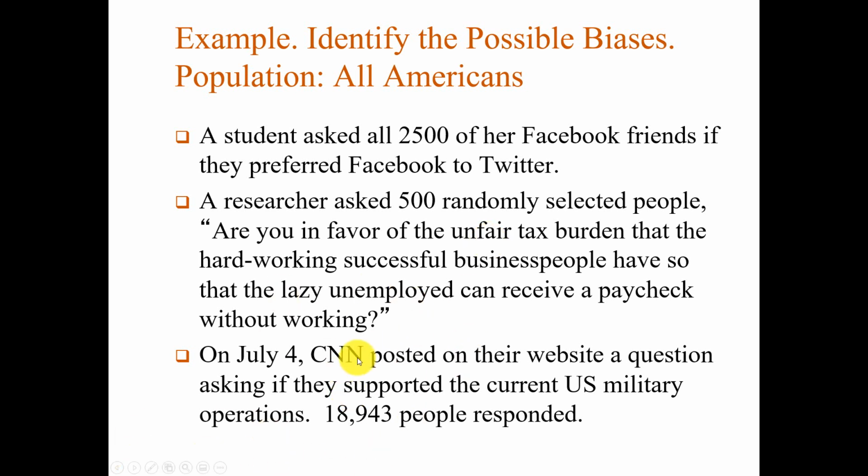And then on this last one, this would be a voluntary response bias. On July 4th, CNN posted on their website a question asking if they supported the current U.S. military operations. Almost 19,000 people responded. Well, not everyone that goes to the site has to answer that, so the ones who are more motivated to say, oh, I definitely don't like the current U.S. military operations are going to answer, and the ones who are very strongly pro are going to respond, while they miss the entire middle of the population.